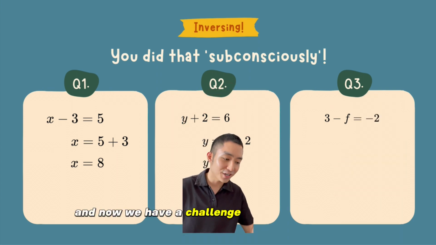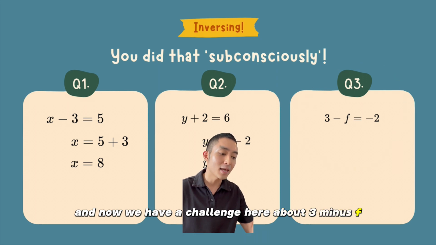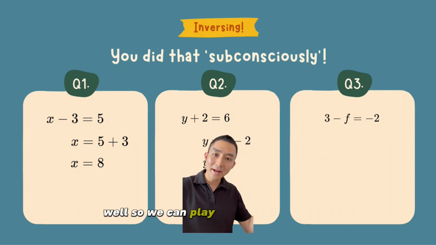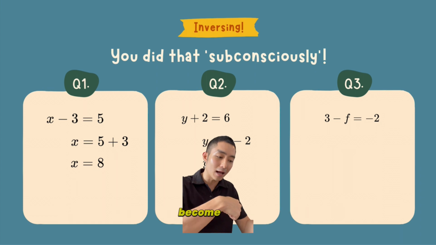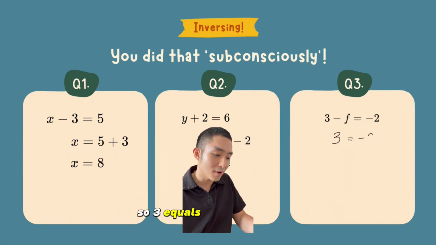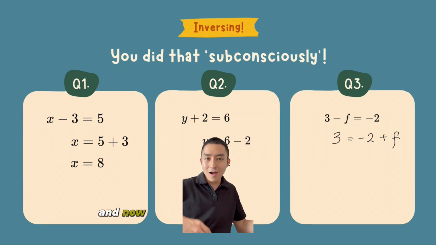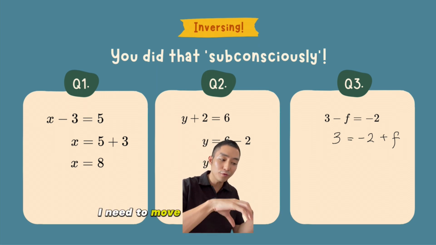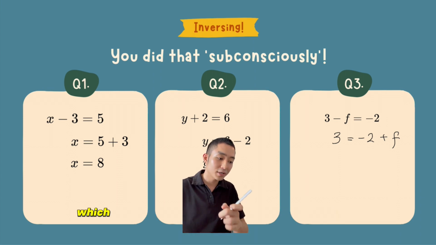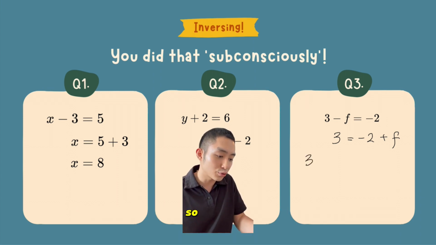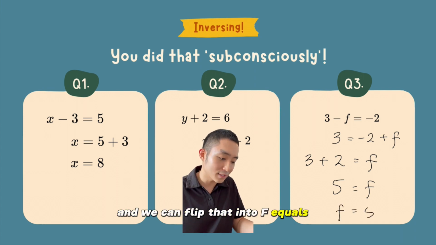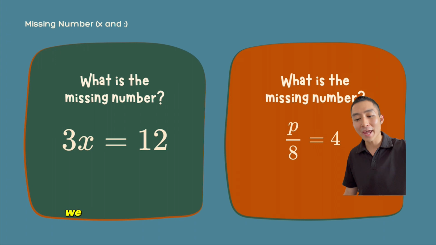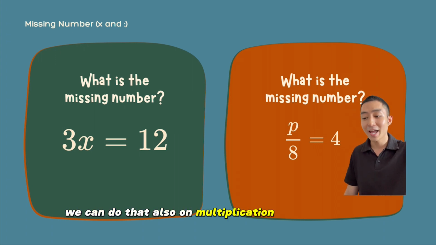And now we have a challenge here: 3 minus f equals -2. So we can play around with the box. Let's say I don't like the -f. What I'm going to do is move that, and it becomes plus f. So 3 equals -2 plus f. And now, because I want to get the f alone, I need to move the -2 to the left side, which inverses the sign from minus to plus. So 3 plus 2 equals 5. And now we get that 5 is f. And we can flip that into f equals 5. That's our answer.